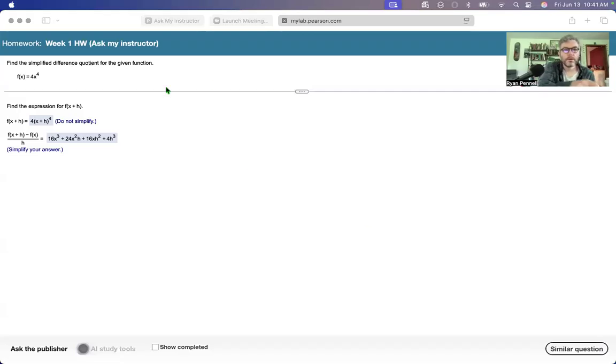Let's take a look at this problem and see what's going on. So I was only asked about the second part of the problem, and so I'm gonna try to demonstrate how I do it. So it wants the difference quotient of this function, right? So it wants f of x plus h.